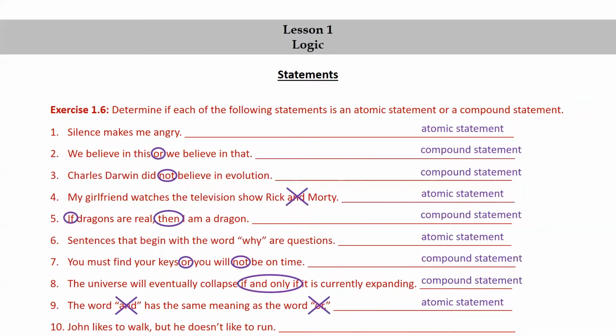John likes to walk, but he doesn't like to run. This is a compound statement. It has 2 logical connectives, but and not. But is logically the same as the word and.